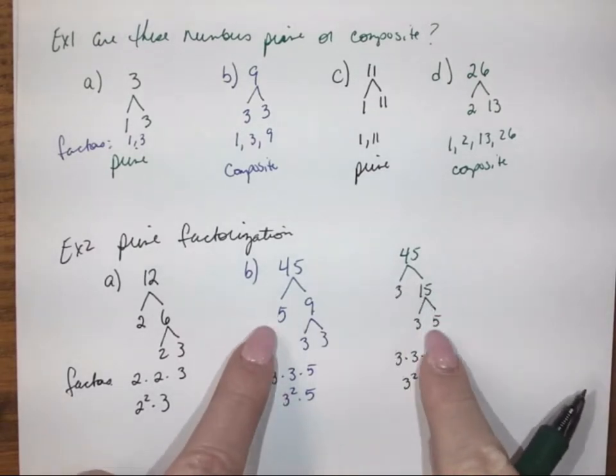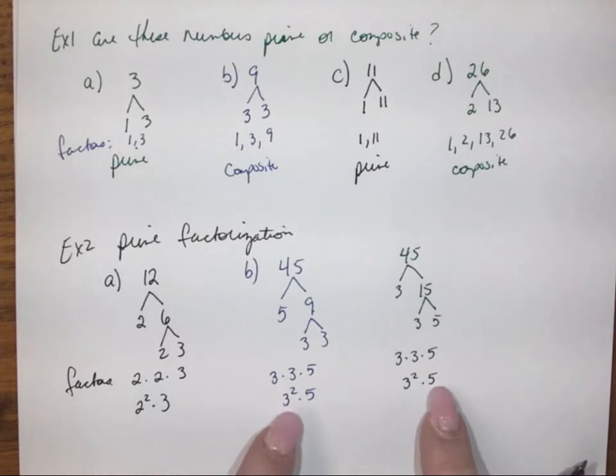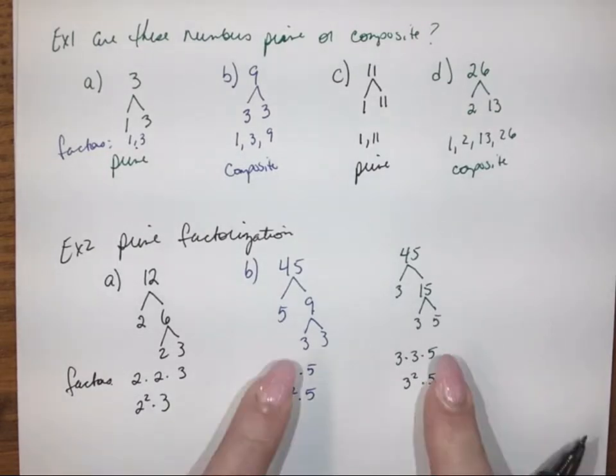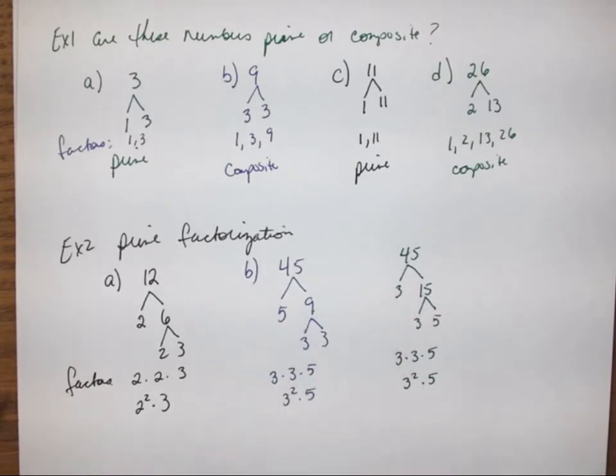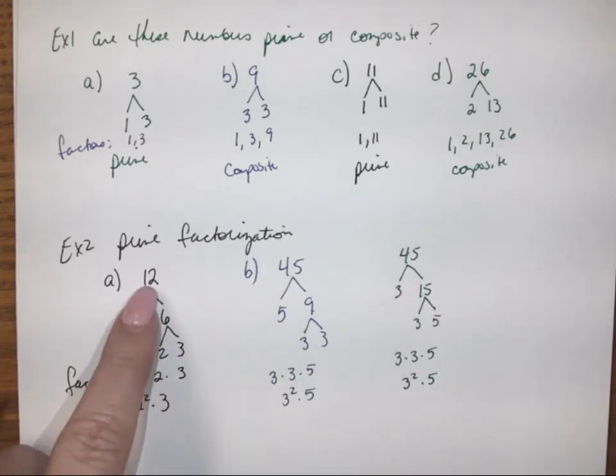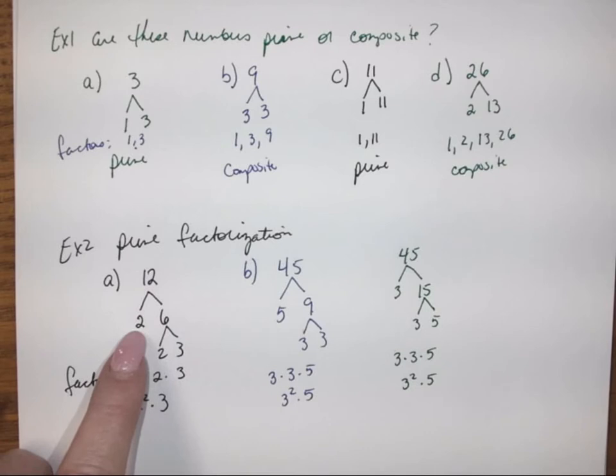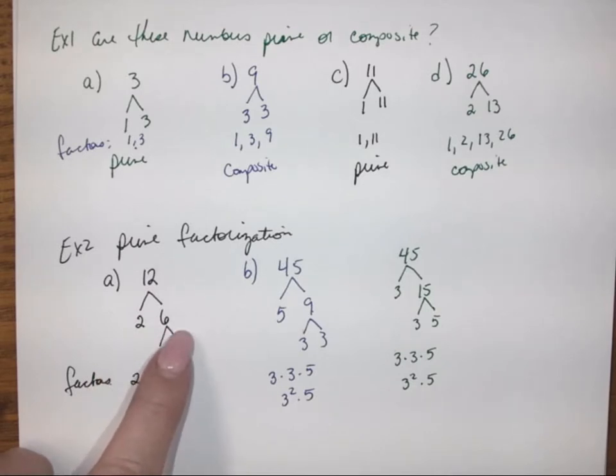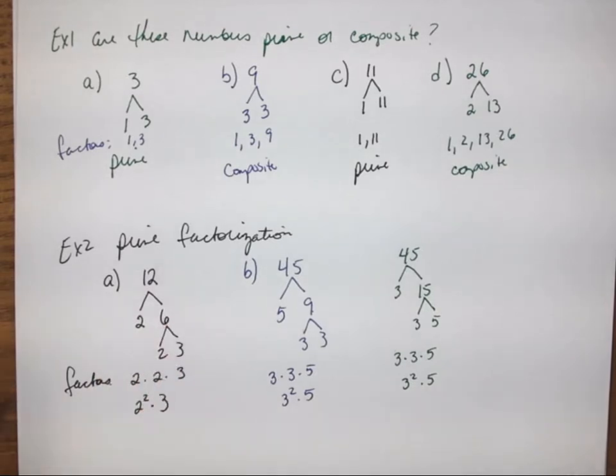So no matter which way you do it, you will get the exact same prime factorization at the end. It doesn't matter what factors you choose to begin with. Looking at the 12, instead of doing 2, we could have done 3 times 4. And then 4 would have broken down to 2 times 2, and we would have the 3 there. So it doesn't matter which factor you decide to do first. It is always going to work itself out to be the same thing.